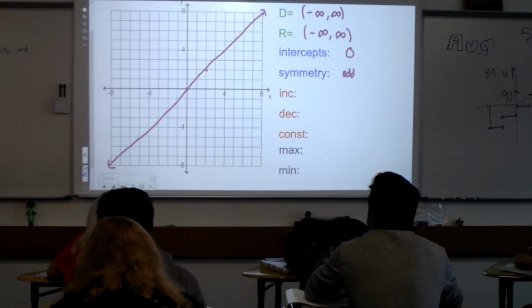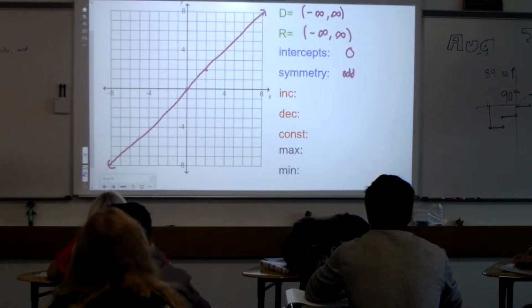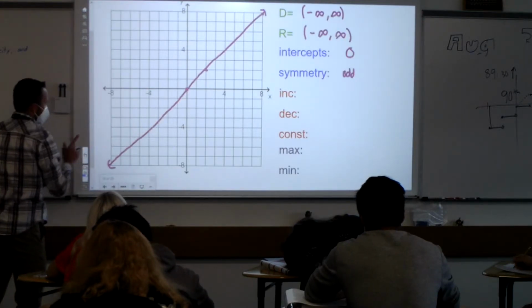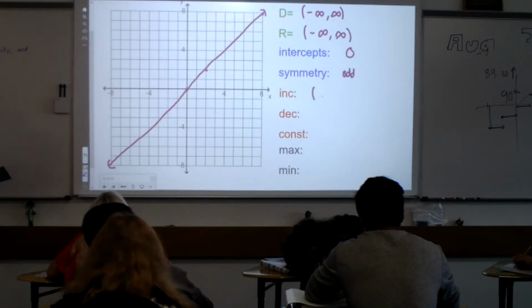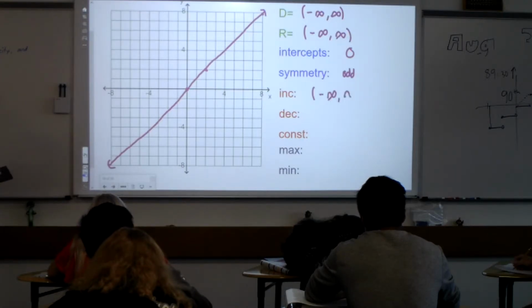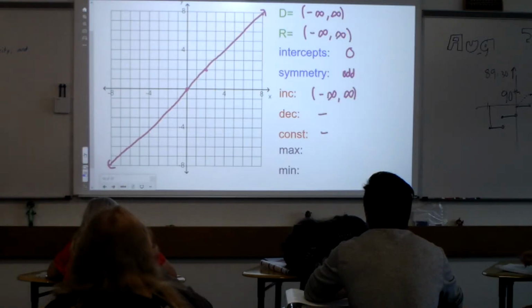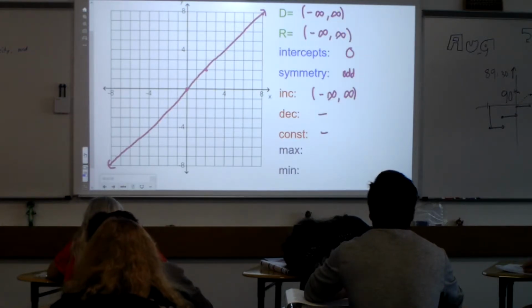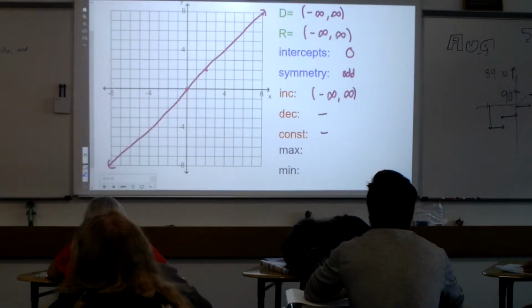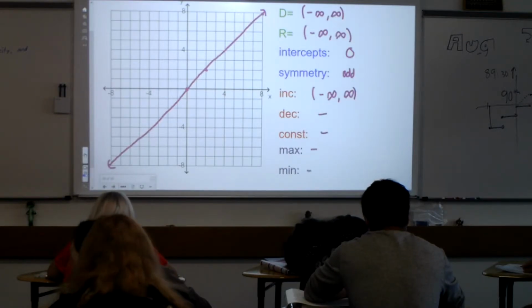Increasing, decreasing, or constant? Good, because we're reading it left to right, and it's going up. The whole time it's going up. So I'm just going to put from negative infinity to positive infinity, it's going up. Are there any max or mins? No, it's just constantly going up, so it's like that.